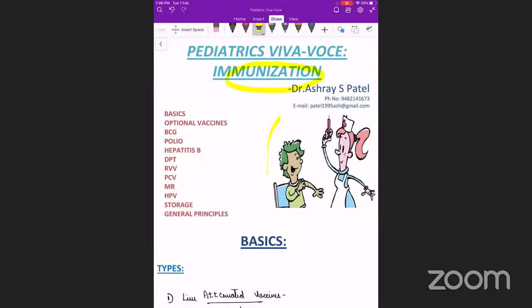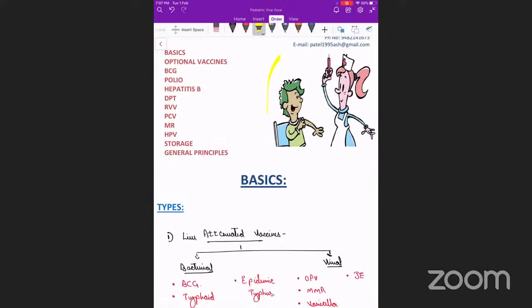Okay. So what you'll be given in your examination is basically you'll be asked to pick up one or two of the vaccines. You'll be asked about the basics of the vaccination. Then you'll be asked to tell your immunization schedule. So please be thorough with your national immunization schedule as well as your IAP schedule. After that, you'll be asked to pick up 2 to 3 vaccines and will be asked certain basic questions about it. Okay. So you're expected to know by heart the national immunization schedule as well as the IAP.